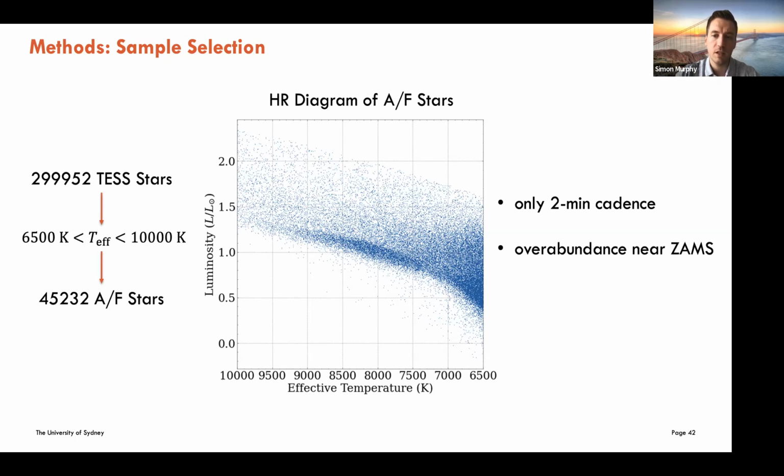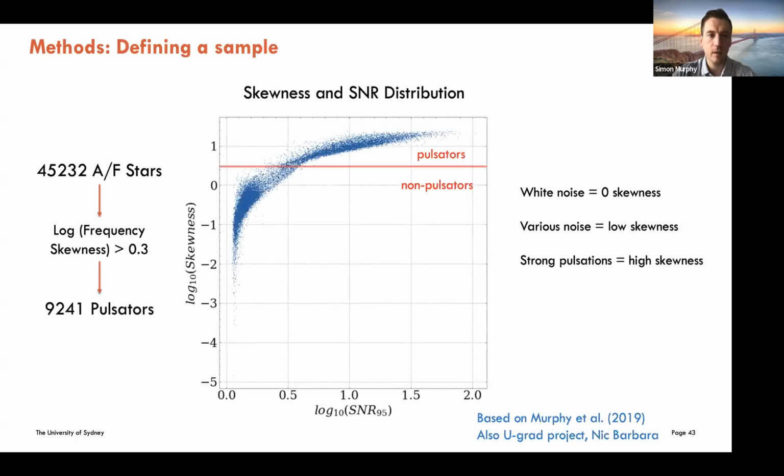Once we realized that these high frequency delta Scuti stars were preferentially young, then we specifically targeted them for TESS observations. So Will started off with nearly 300,000 TESS stars. He made a cut on this temperature range, and that left him with about 45,000 A and F stars to look at. But not all of those stars are pulsating. He had to work out which ones were pulsating and which ones weren't.